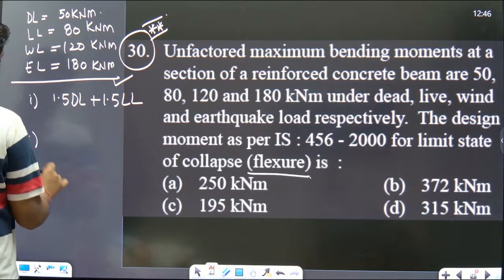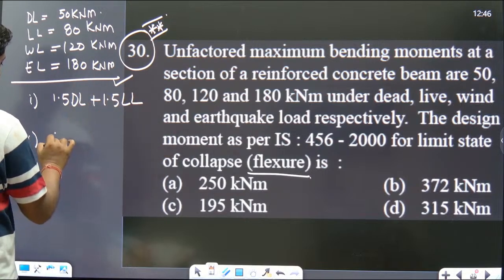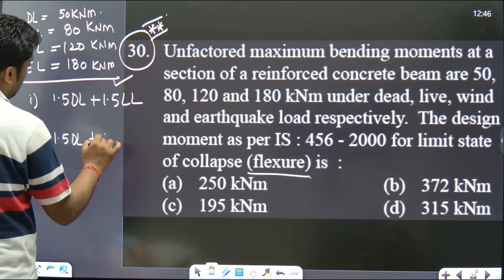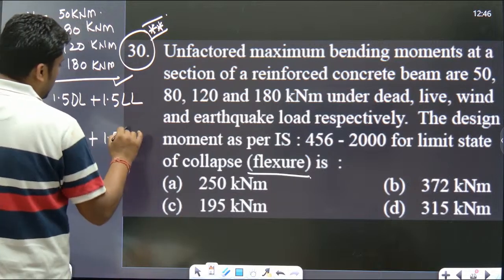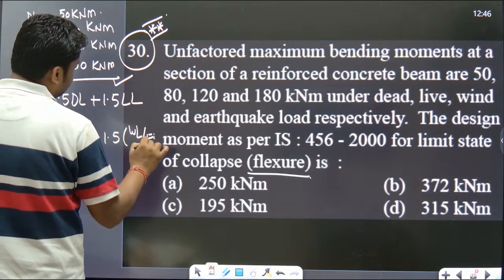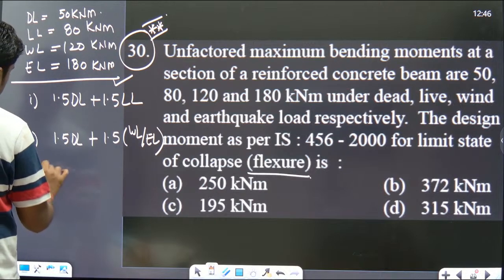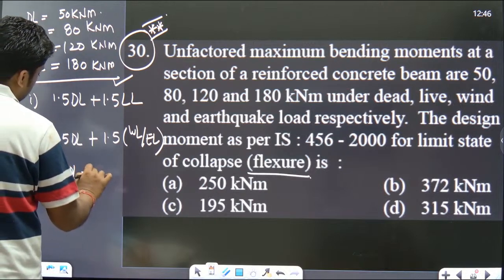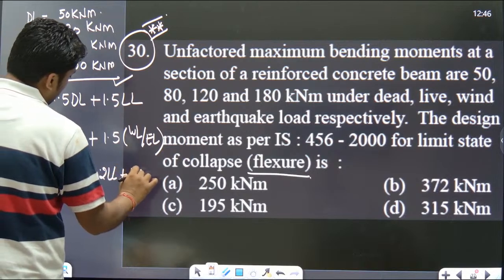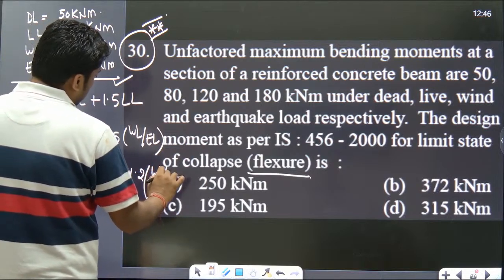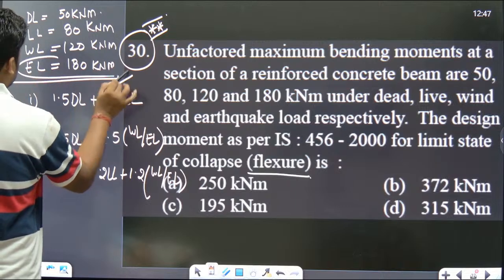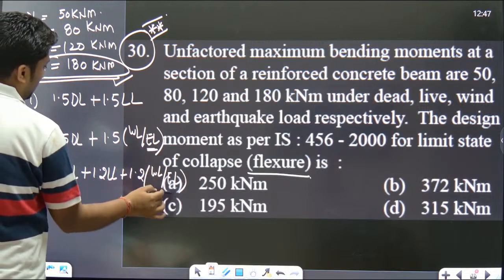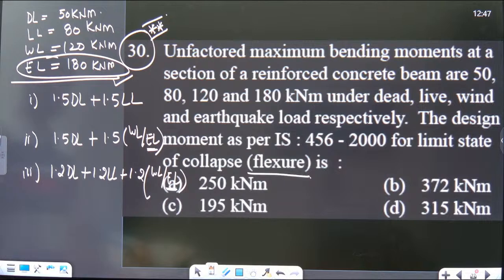Second load combination is dead load with wind load or earthquake load. So you multiply dead load by 1.5, and wind load or earthquake load by 1.5. When all three loads are acting, 1.2 times dead load plus 1.2 times live load plus 1.2 times the wind load or earthquake load. The maximum among all will be taken. You can see among wind load and earthquake load, earthquake load is more. So here we will take earthquake load, here also we will take earthquake load. Yes or no? So try to figure it out.